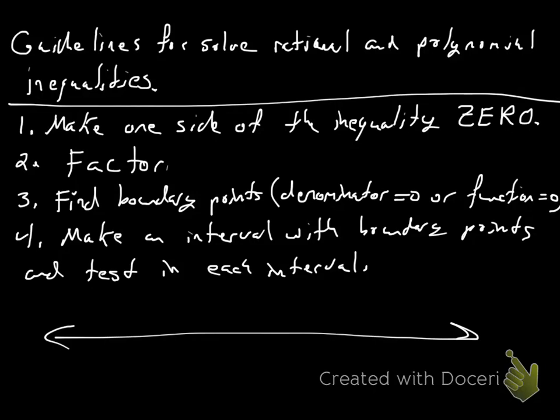After you've done that, you're going to make intervals with your boundary points or your cut points and test in each of those intervals. Now, if you have a TI-83 or 84 or whatever you're using in the course, you can use the table to kind of expedite this process. All right, so we'll look at one.